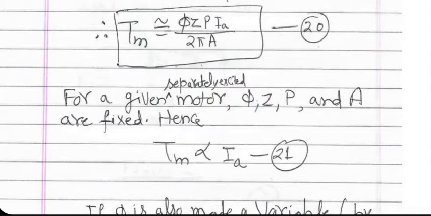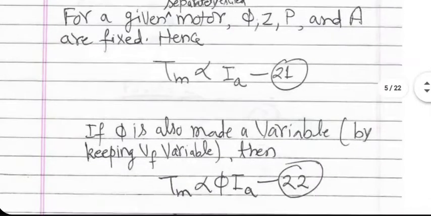These kinds of approximate analyses help us in figuring out intuitively what will happen if we increase this and what happens to that, etc. We are trying to study the performance on paper before actually measuring it. If you decide to make phi a constant by changing Vf, then of course you will use equation 22. But if phi is not made a constant, then equation 21 is okay.